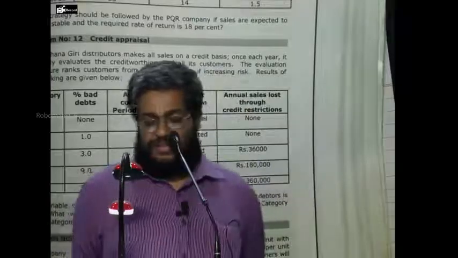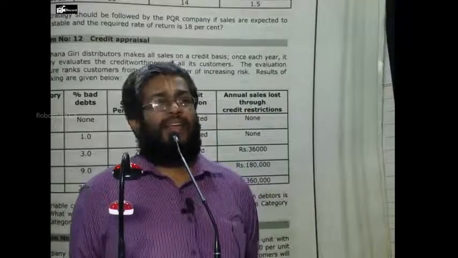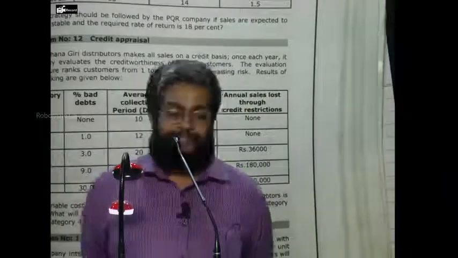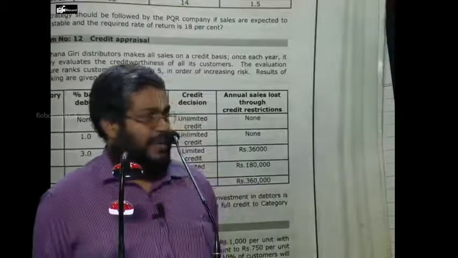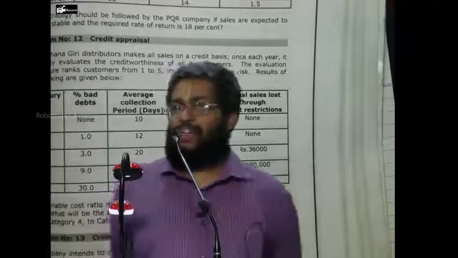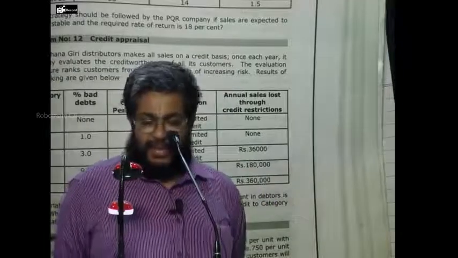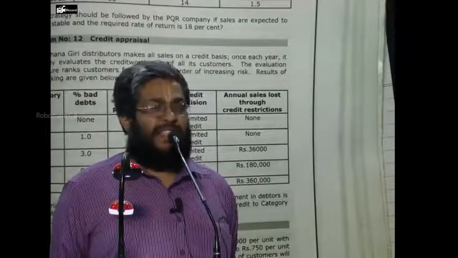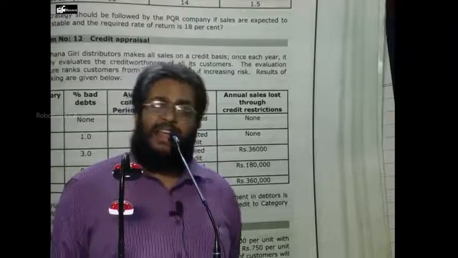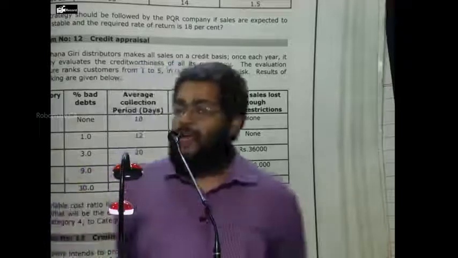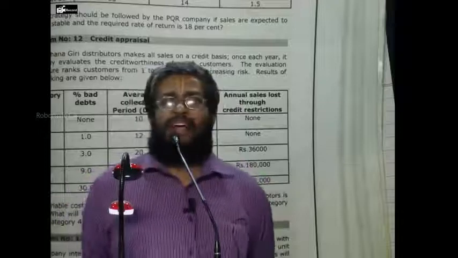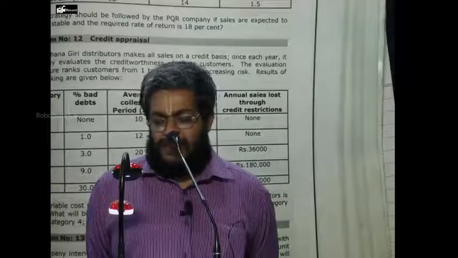Increase in bad debts. Three columns: category, computation and amount. Category 3. Now for category 1 and 2, sales do not increase, so bad debts also do not increase. Category 3. Tell me how much is the extra sales in category 3?